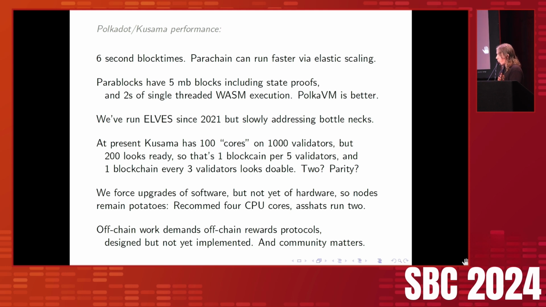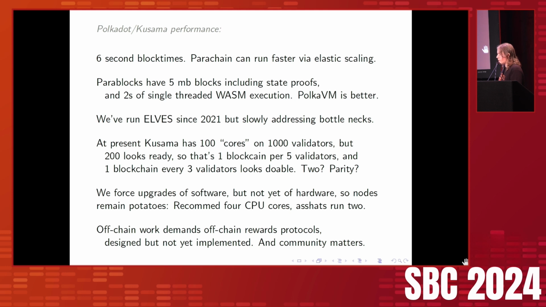As I said before, we've been running this since 2021, slowly improving the bottlenecks. Currently, the Kusama network has about 100 parachain slots on 1,000 validators, but we'll definitely get it to 200 next year. That means we'll be running about 1 blockchain for every 5 validators, and we'll probably get it to 1 every 3. How much more than that, I don't know.